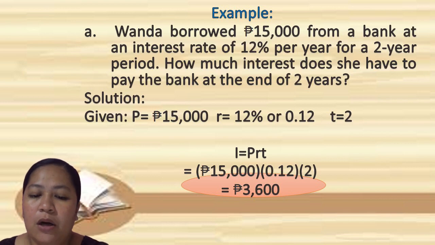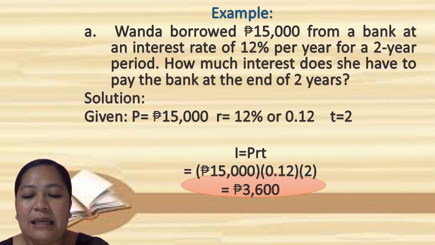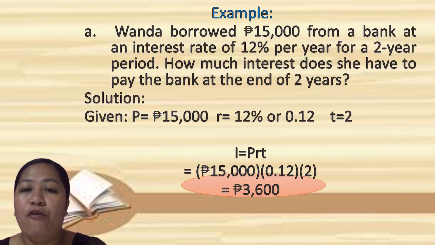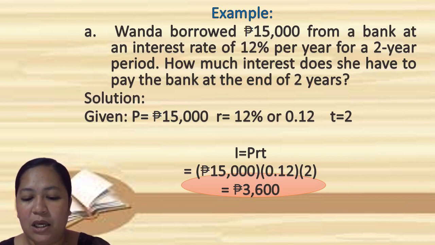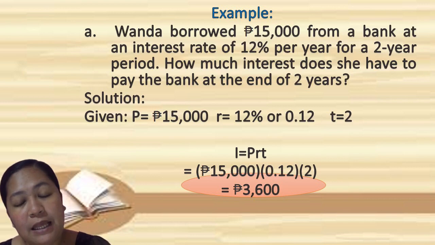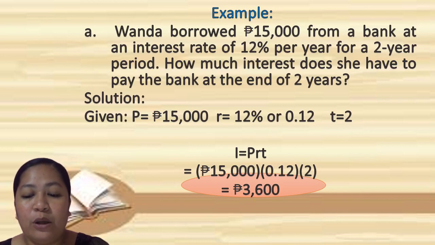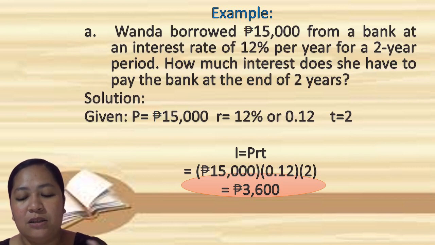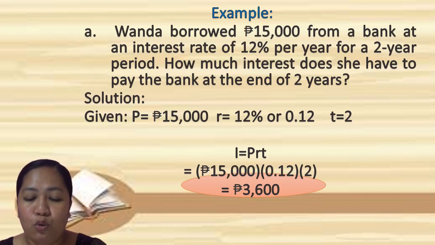So, another example here. Wanda borrowed 15,000 from a bank at an interest rate of 12% per year for a 2-year period. How much interest does she have to pay the bank at the end of 2 years? The solution is the same. We will be using I equals PRT. The given are the principal amount, which is 15,000, rate of 12%, or 0.12, and the time is 2, since that's 2 years. Multiplying everything, 15,000 multiplied by 0.12 by 2, that would be 3,600.